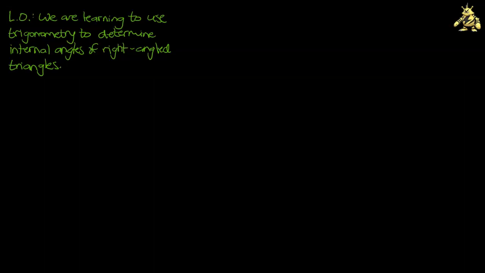Guys, Mr. Bowman here. Today's learning objective is in green, and we are learning to use trigonometry to determine the internal angles of right angle triangles. Key thing, we're carrying on with trigonometry from the previous lesson, and there'll be a lot of similar concepts.